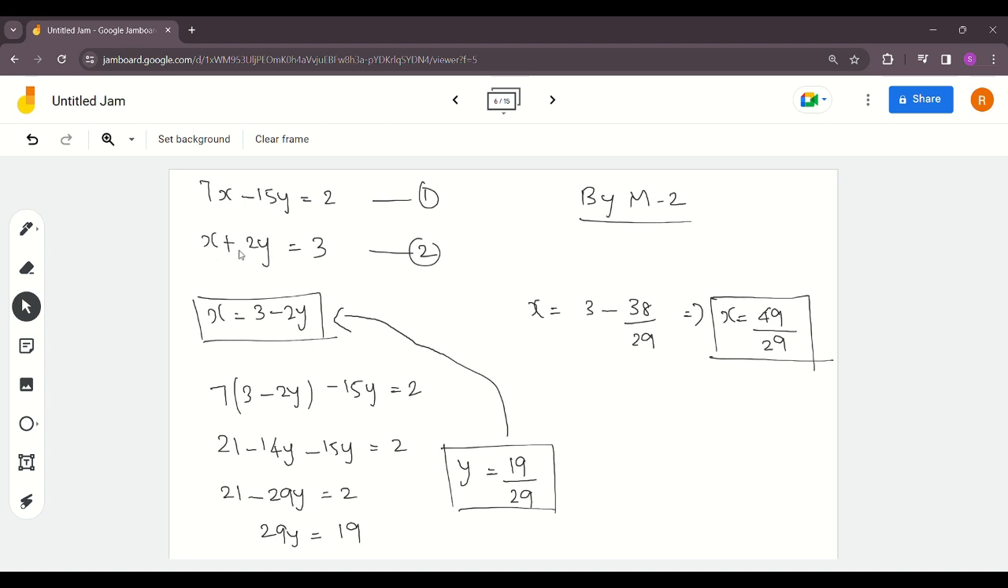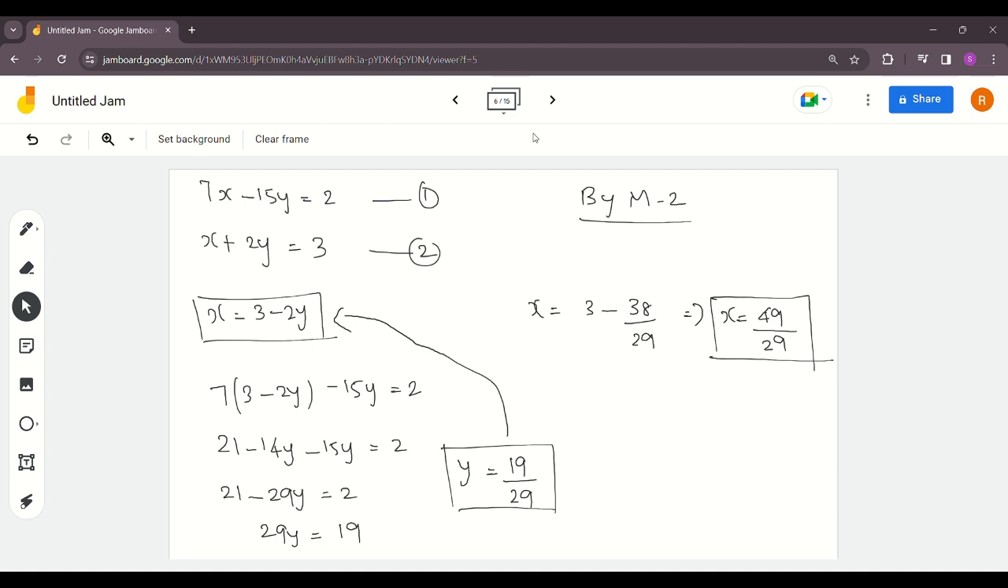From this I can write straight away x is equal to 3 minus 2y and substitute it in the other equation. So 7, instead of x I substitute 3 minus 2y, minus 15y equal to 2. Multiplying it inside, 21 minus 14y minus 15y equal to 2. So 21 minus 29y equal to 2. Bringing minus 29y to that side and 2 to this side, I get 29y equal to 19. From this, y is equal to 19 by 29. Straight away I can substitute this value here. So x is equal to 3 minus 38 by 29, which gives 49 by 29. So we have got the same answer.